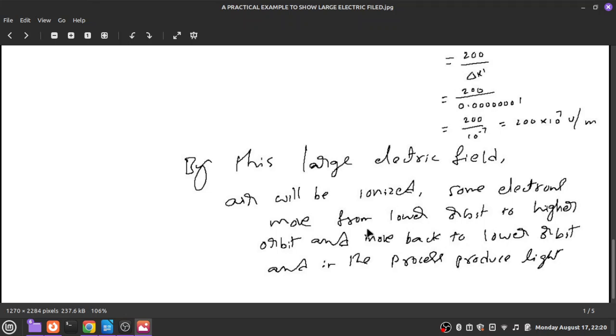That is why, when you close the switch, suddenly a large electric field is produced. By that large electric field, the electrons of the atoms of the air move from the lower orbit to the higher orbit, and they will not remain in the higher orbit for long. They remain there for nanoseconds and come back to the lower orbit. When the electrons move from the higher orbit to the lower orbit, they release energy in the form of light.